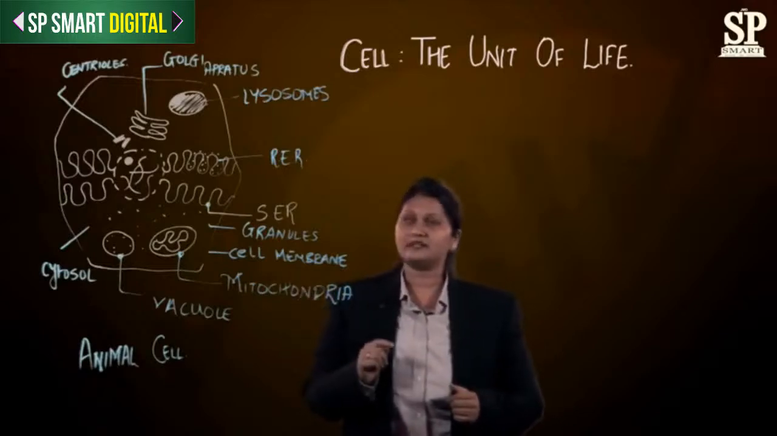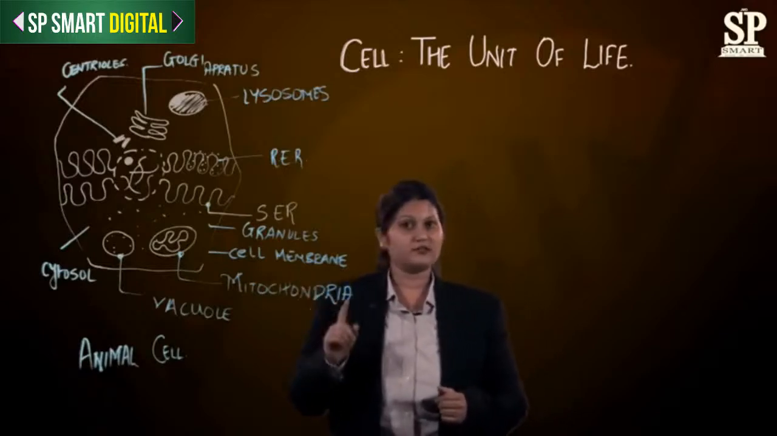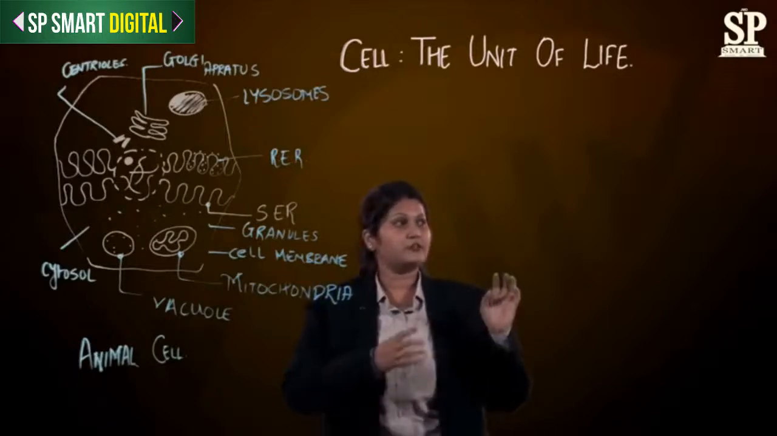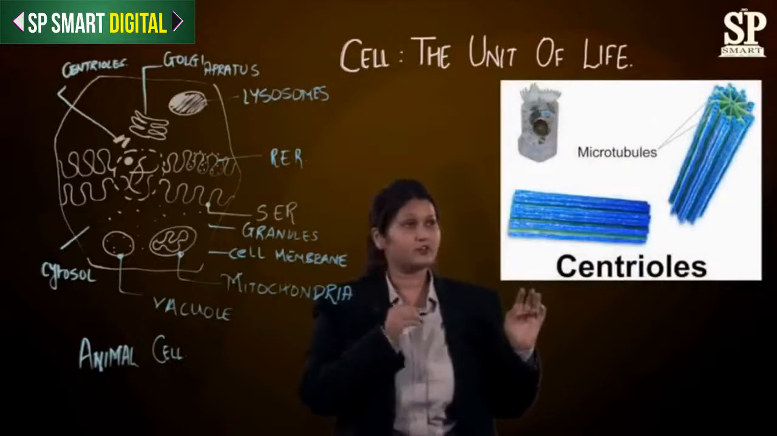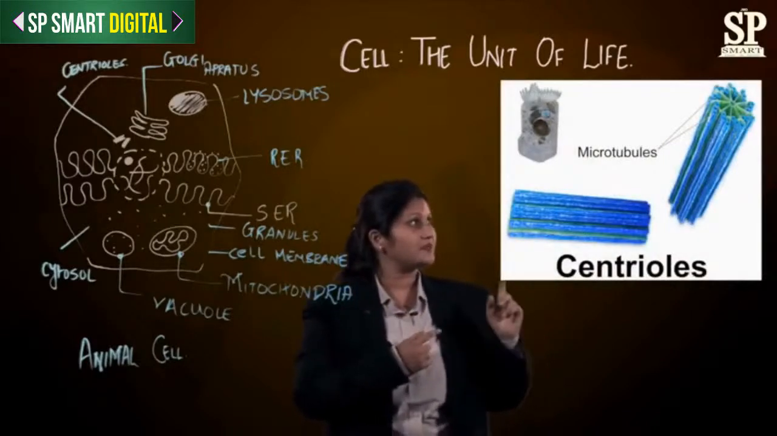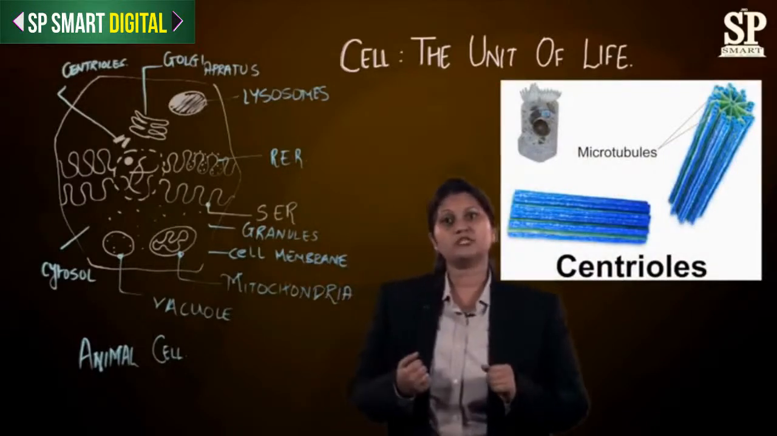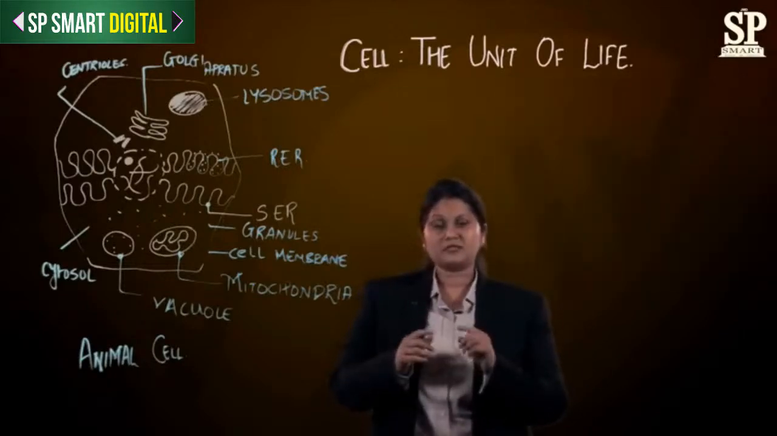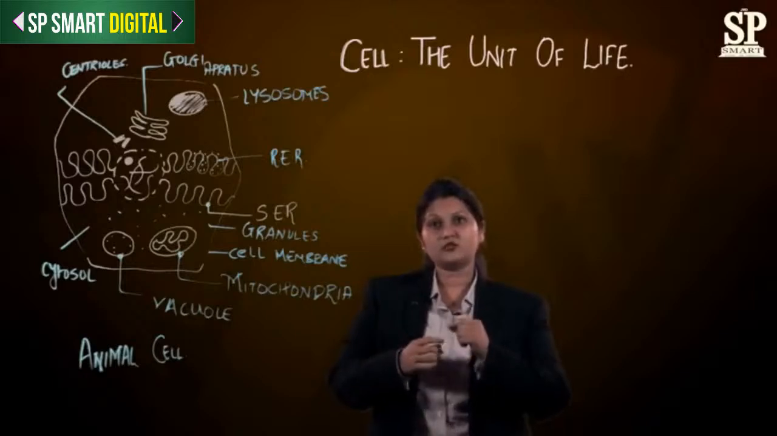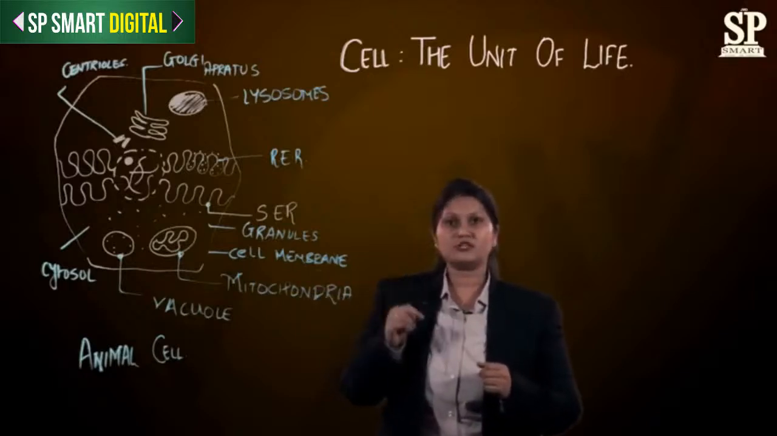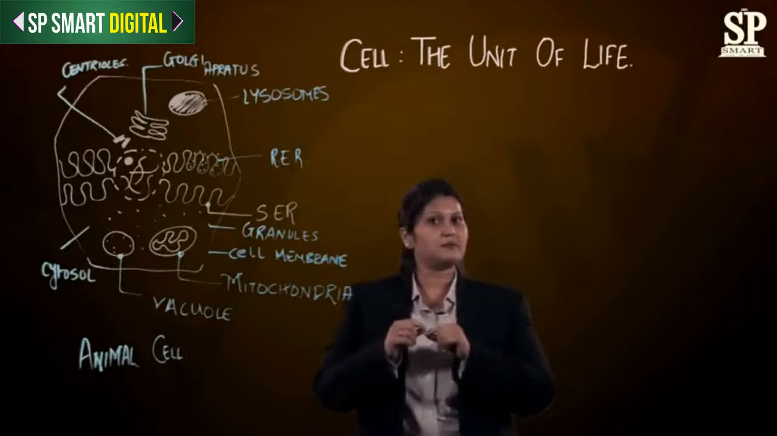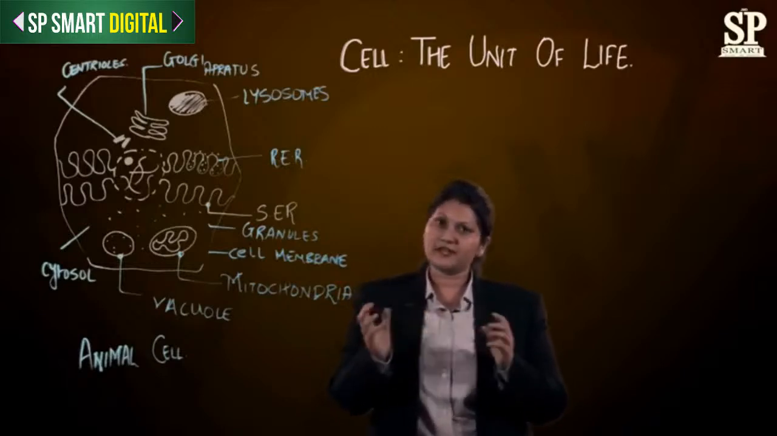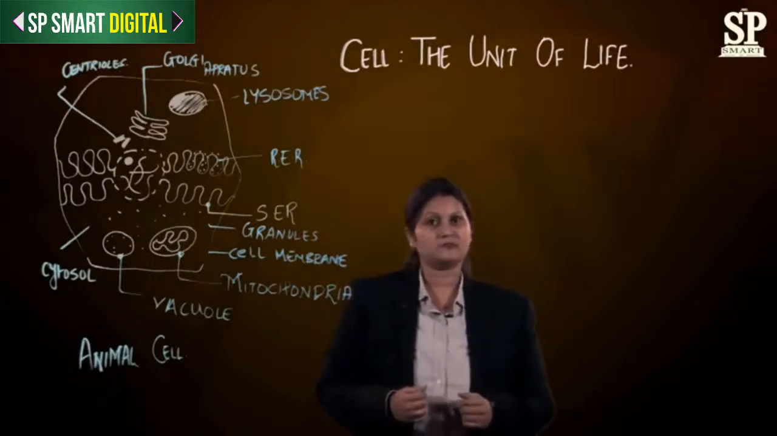Now if we have a look at the structure of these centrioles, they are made up of something called microtubules. If you have a look at the structure of the centrioles, they look like this. And the microtubules which are present are arranged in a 9+2 fashion. 9+2 means 9 microtubules together plus 2 microtubules. And the two centrioles are always in pairs and they will be perpendicular to each other. And once they are perpendicular, they will divide during cell division and release spindle fibers.